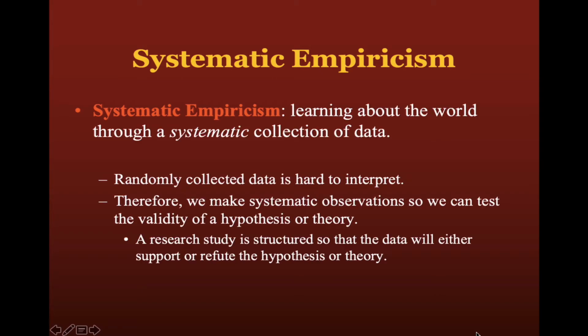Systematic empiricism is having a systematic, structured way of collecting our data. So if we're going to ask people questions, we ask everyone the exact same question the exact same way. If we're going to measure a variable, we measure it the exact same way each time. So it's a very structured way in which we collect our data. And you'll see from all the different research methods that we're going to talk about in class, there's a structured way in which the data is collected and it's organized. So this is a key component of the scientific method, is being able to systematically make your observations.